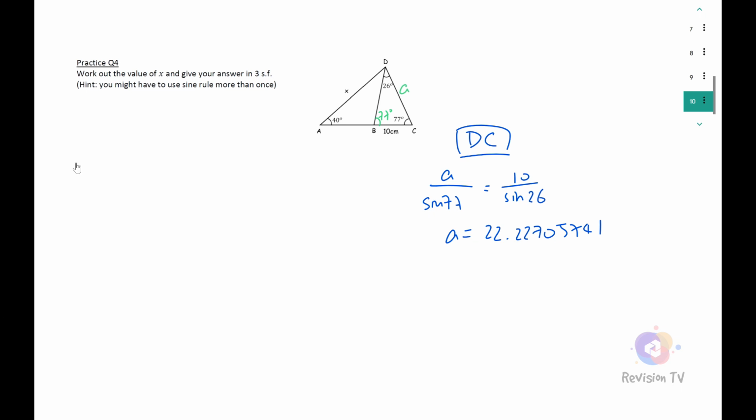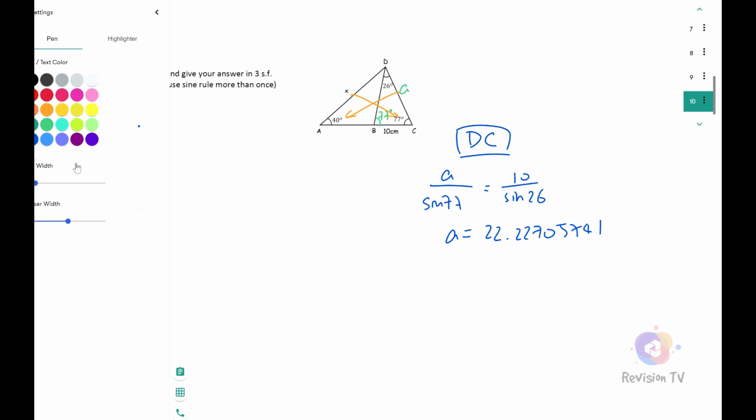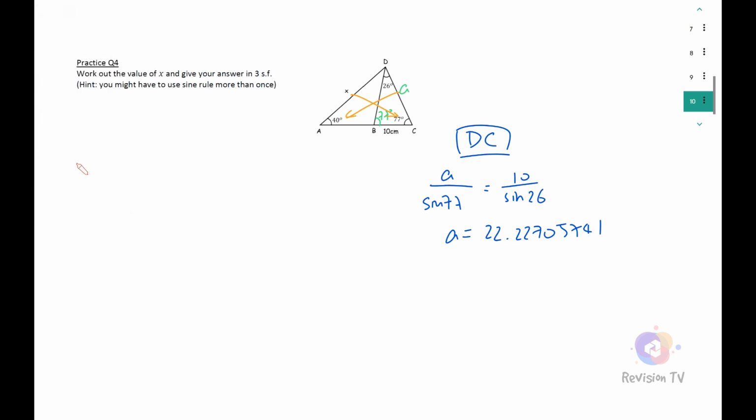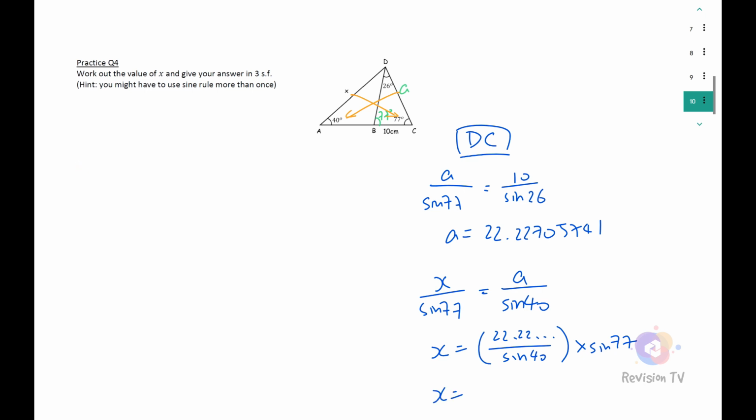Then what you can do next is use the big triangle, as I said, with the sine 40, the 40 opposite A and the x opposite the 77 degrees. So you can do the same thing. x is unknown, so x over sine 77 equals A over sine 40. A is 22 point something, so x equals 22.22 something over sine 40 times sine 77, and you get the same answer again, 33.7 centimeters.